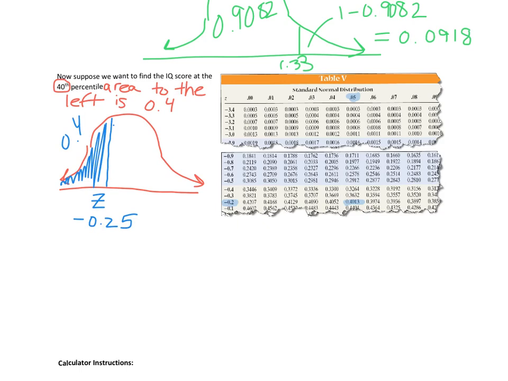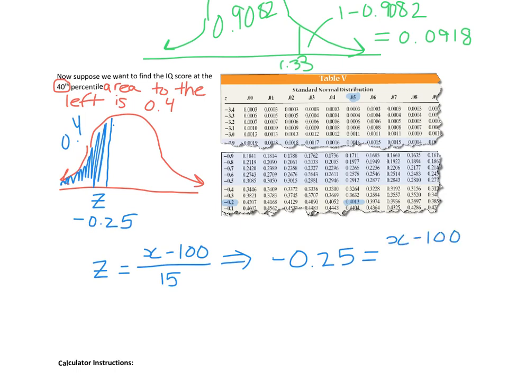All right, and again, that's the z-score. And we're trying to find the IQ score. So we have to go back to our original distribution. And we're going to do that by using our z-score formula. Just this time we have to do a little bit of algebra. So now our z-score is negative 0.25, and we're solving for x.